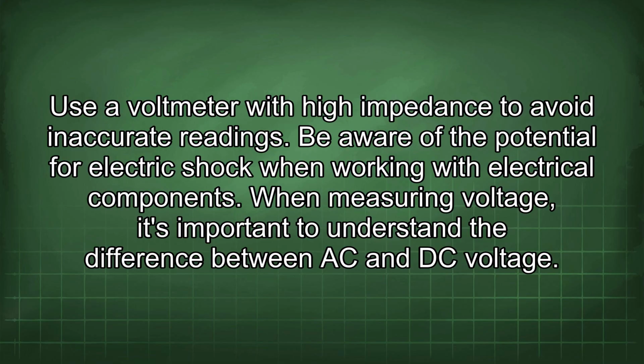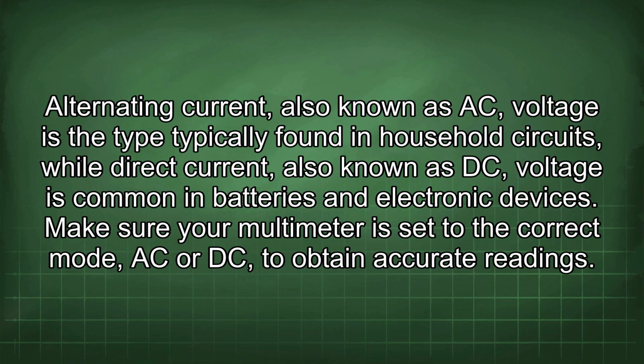When measuring voltage, it's important to understand the difference between AC and DC voltage. Alternating current, also known as AC voltage, is the type typically found in household circuits, while direct current, also known as DC voltage, is common in batteries and electronic devices. Make sure your multimeter is set to the correct mode, AC or DC, to obtain accurate readings.